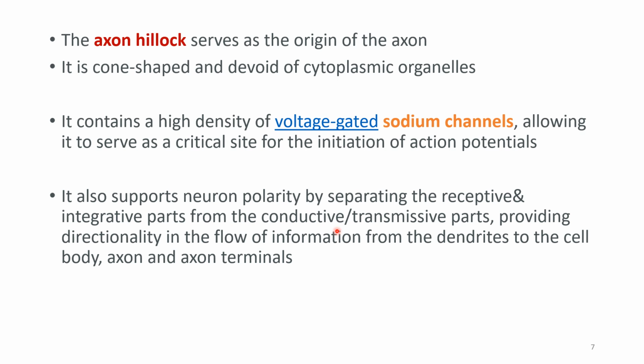The dendrites and soma are negative. We will consider that as a minus sign. And these two, axon and axon terminals, are considered as the positive end, negative and positive end. These two are separated by the axon hillock. So it provides the directionality in the flow of information from the dendrites to the cell body and from the cell body to the axon and axon terminals. So the directionality is maintained, provided by the axon hillock.